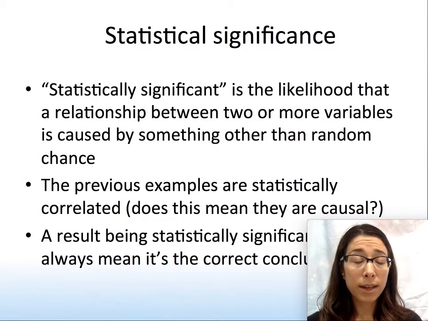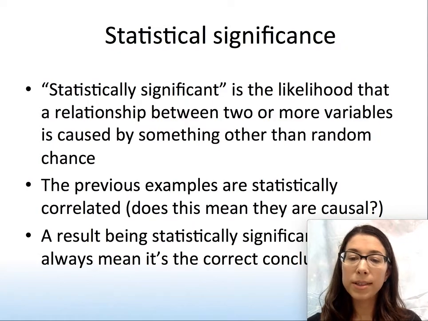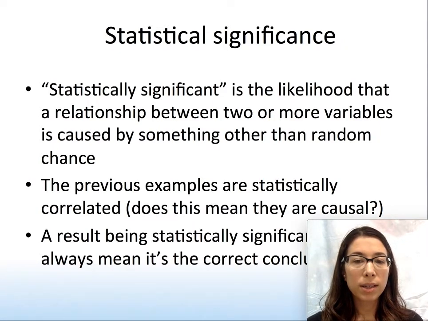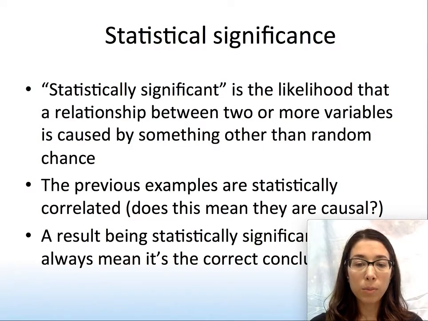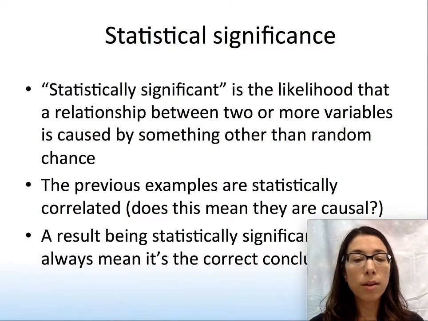In all scientific studies, there's probably going to be some statistics to demonstrate that the probability of two phenomena being linked is well below the chance of them being linked through random chance. So talking about statistical significance is just a way to mathematically quantify the likelihood that a relationship between two or more variables is caused by something other than random chance.